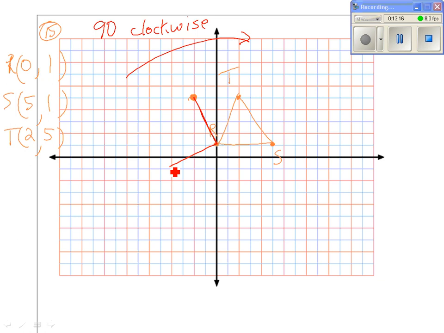90 degrees. So we want that to be a right angle. Does that look like it's about the same length? Yeah. So this point right here is going to be what point? Start off R, what's it going to be? R prime. Turning it this way. S starts here. We connect S to our center point. Notice how long that is. We want it to be about the same length. The 90-degree angle right there.